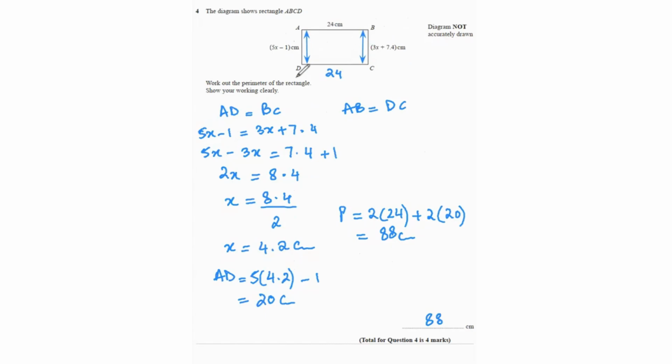In order to make sure your answer is correct, you can substitute the same measurement into BC. So if we do 3 times 4.2, that's 12.6. And then plus 7.4, that's also 20. So the measurement is correct.